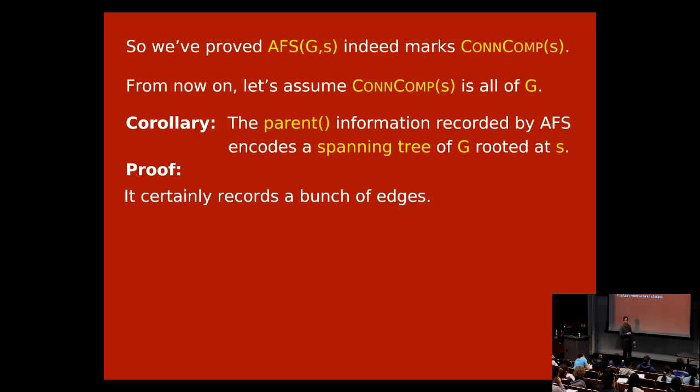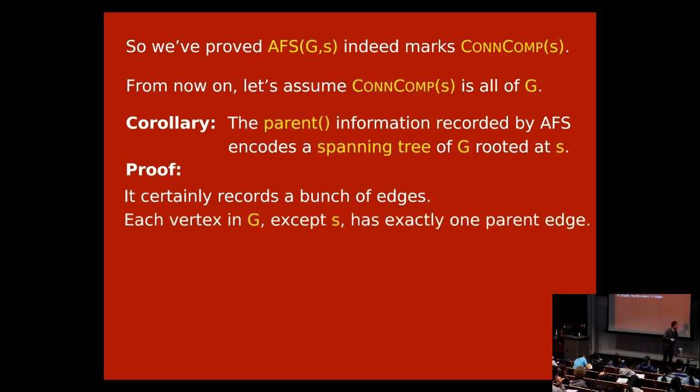Well, it's certainly a bunch of edges. By the way, when I drew it with the yellow arrows, I kind of thought of them as directed, but we're really still thinking about them as undirected edges. I sort of just drew them in a direction to remind you that this is the parent of that. So we get a bunch of edges at the end of this algorithm. And each vertex gets exactly one parent edge, because you get your parent edge when you're marked, and everybody gets marked exactly once. It depends whether or not you count S. S's parent is this bottom symbol, so let's say that doesn't count. So every vertex other than S gets exactly one parent edge.